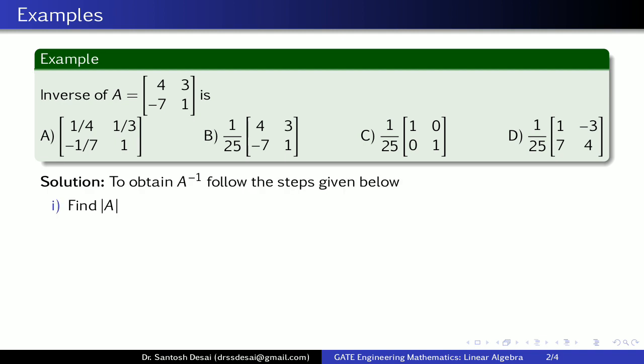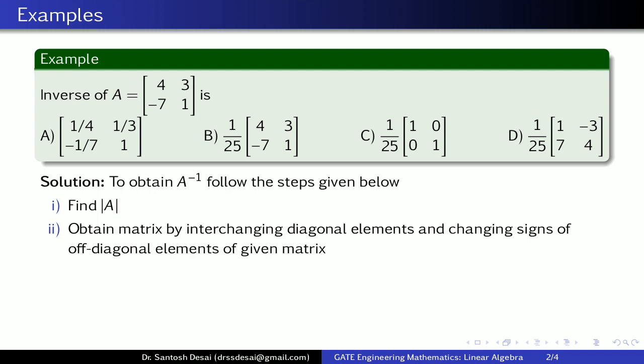So the first step is to find the determinant of A, and this is the only calculation required to find the A inverse. Second step, obtain the matrix by interchanging diagonal elements and changing signs of off-diagonal elements of the given matrix. And the last step is to multiply the matrix obtained in step 2 by 1 upon determinant of A. So by using these three simple steps, one can easily find the inverse of a 2 by 2 matrix.